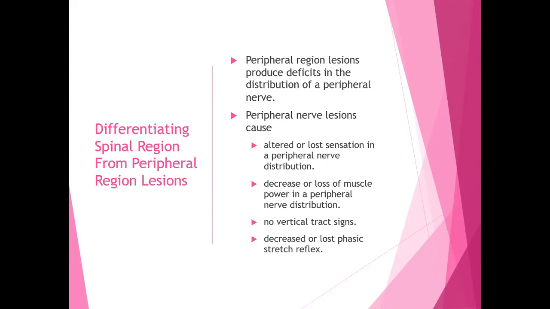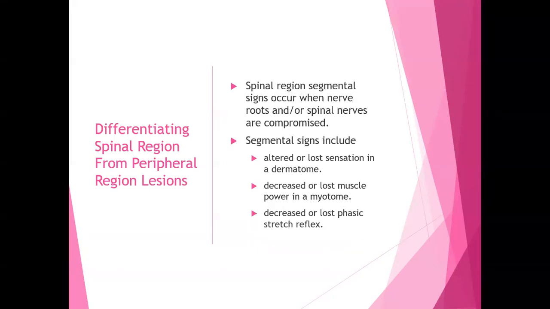Decrease or loss of muscle power in a peripheral nerve distribution is also a sign of a peripheral lesion. No vertical tract sign, so there's no loss below the level of the lesion. And decreased or lost phasic stretch reflex, which is actually in both peripheral and segmental spinal lesions. So spinal region segmental signs occur when nerve roots or spinal nerve roots are compromised.